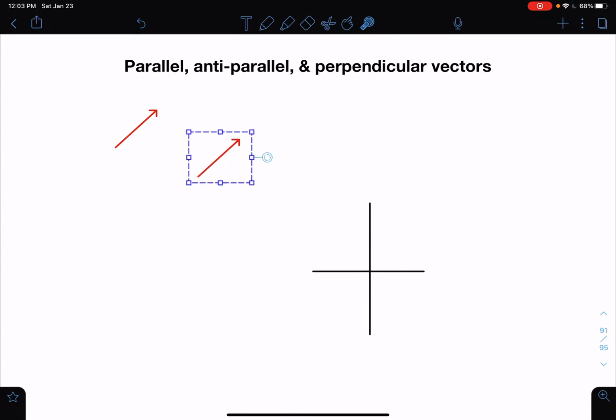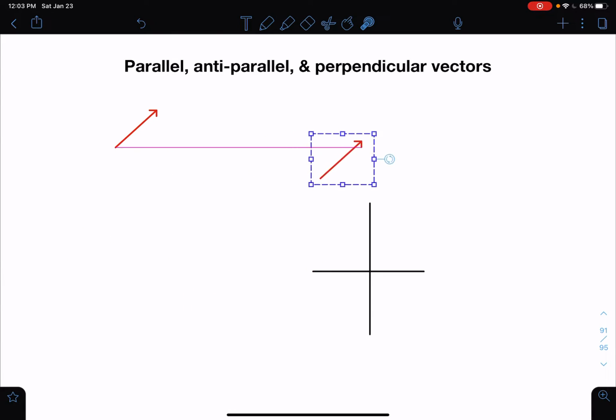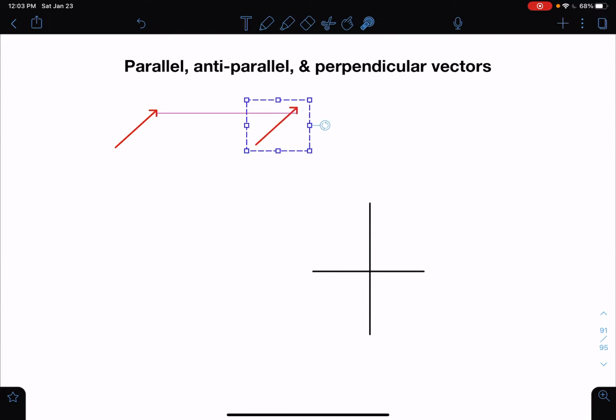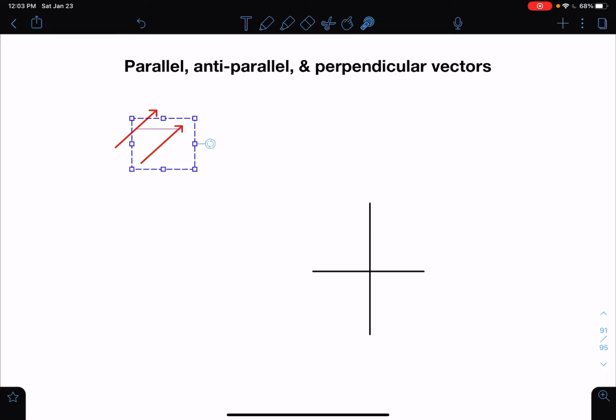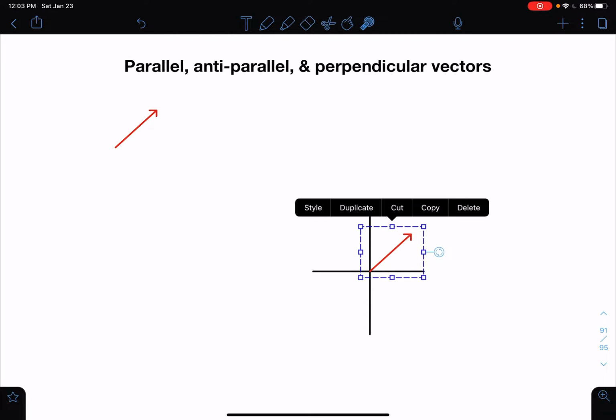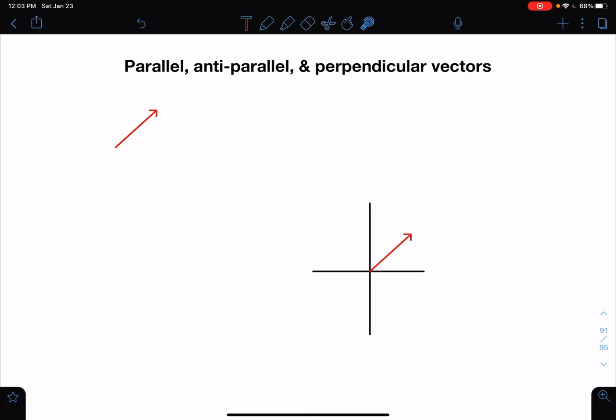And as I move this vector around, it's always pointing the same direction. It doesn't matter where I put it. It's the same direction. That makes it parallel to this original vector. Okay, so these two vectors are parallel. And it doesn't matter where I put it in relation to anything else. Right there, it's still parallel to that original vector. Right there, still parallel. It doesn't matter. What matters is the direction that it is pointing. Okay. Let me go ahead and put it so it's just coming straight out of the origin.